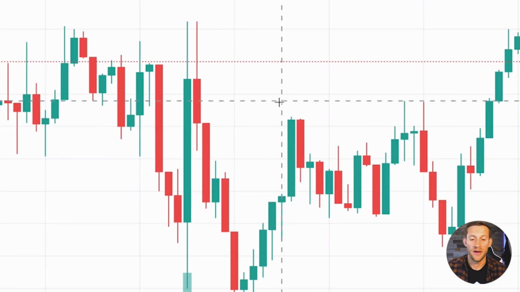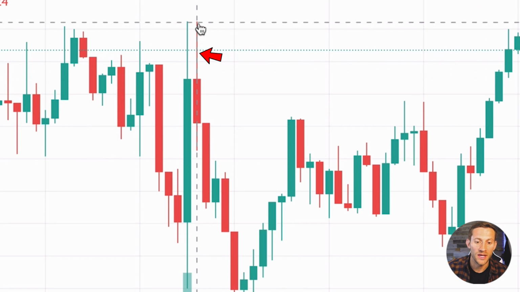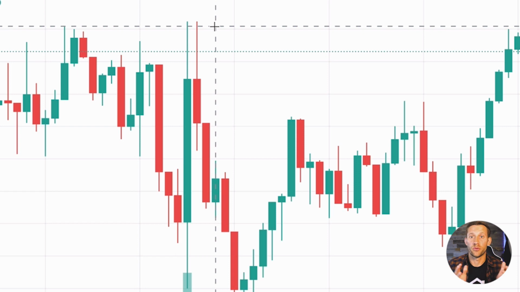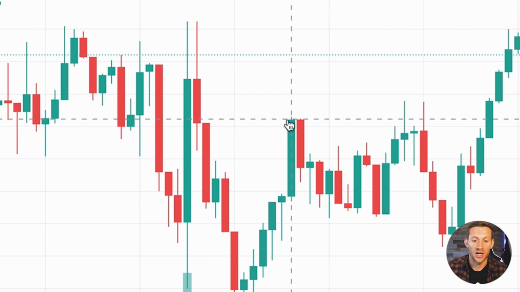Now let's talk a little bit about these wicks. You see these long wicks sticking out from each of these candles, both on the top and the bottom. That's where the price went during that time period. So we're talking about minutes.